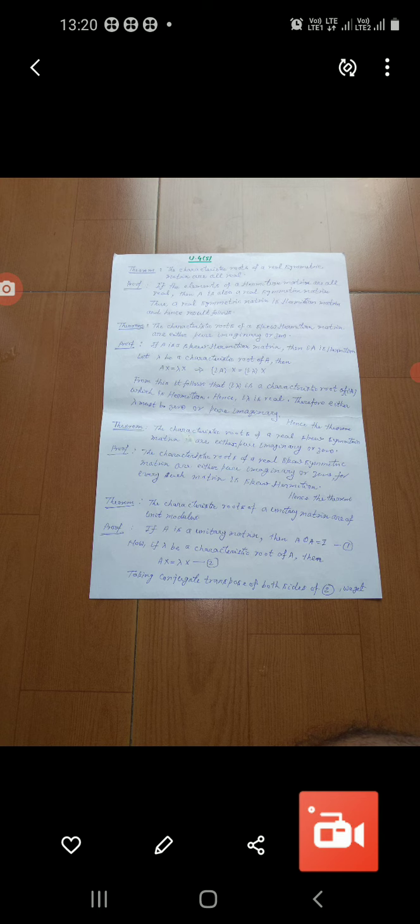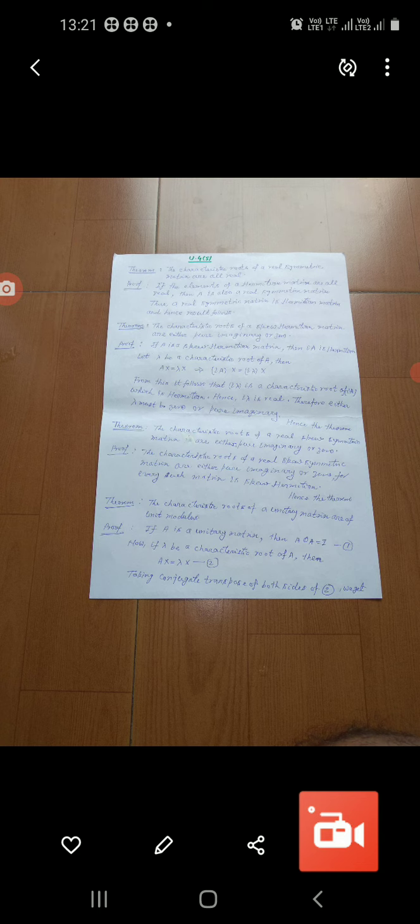Now next theorem: the characteristic roots of a real skew symmetric matrix are either pure imaginary or zero. These theorems are all interconnected, so give the proof of the previous theorem and add these lines. Your theorem in this way will be completed.